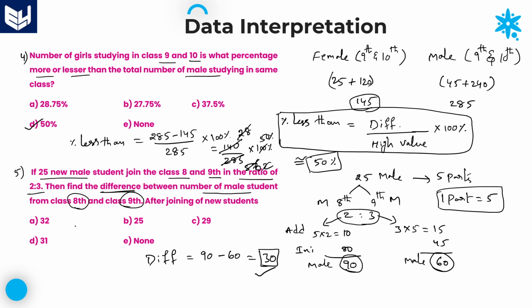Once look at the options: 25, 29, 31, 32. These 4 values. The answer is not there in the options, so you can go with option E, that is none of the given options. But your required answer is 30. 30 is the difference between the number of male students of class 8 and class 9 after joining of new students. That is option E. 30 is the right answer, and 30 is not given in any of the 4 options. That is the reason why I am opting for none of these. That is the required answer for this question.